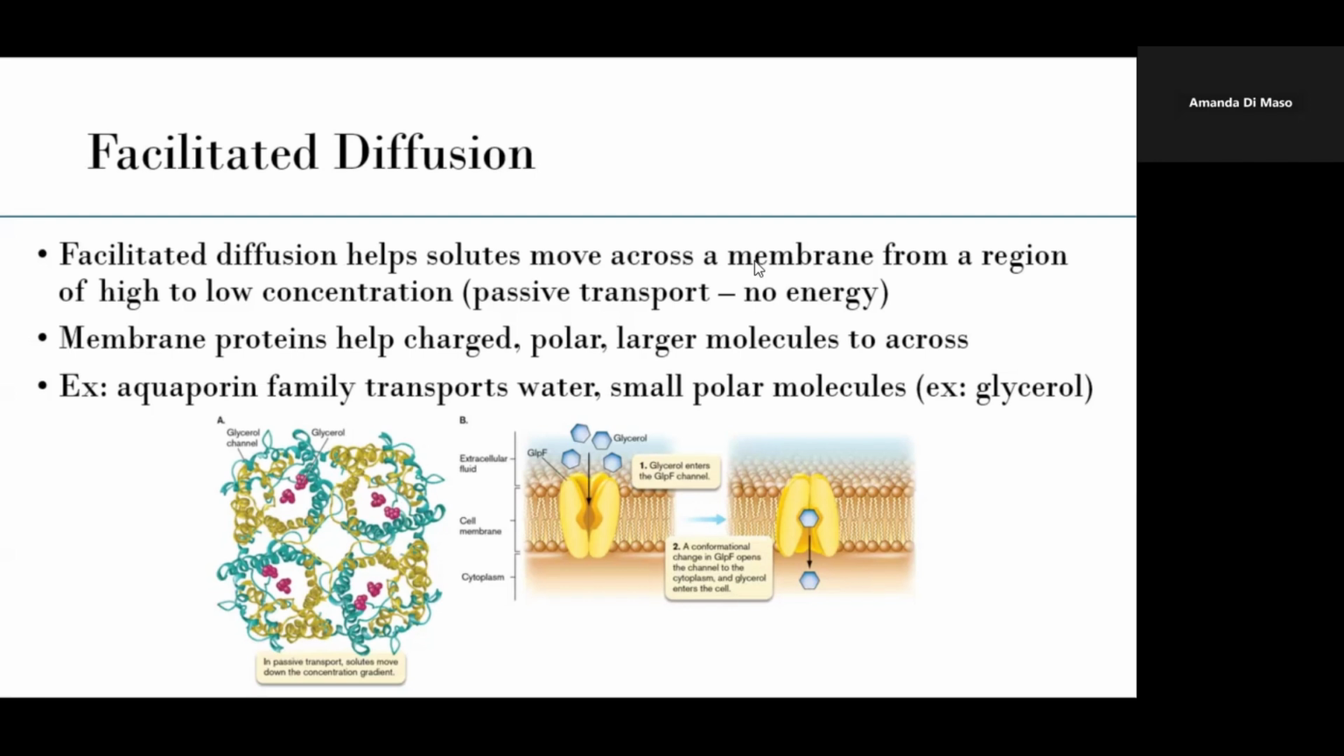And so this is just a top-down image of that. Or actually, this is an aquaporin, a little bit different than this one. And it also allows glycerol through. Any questions about facilitated diffusion? Facilitated just means help. So it's diffusion, but it needs a little help to cross the membrane. That's the way I think of it.